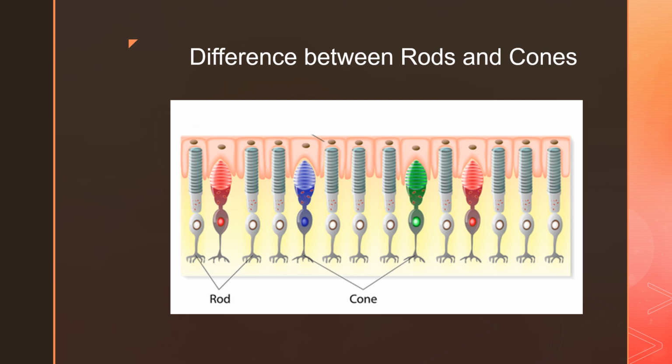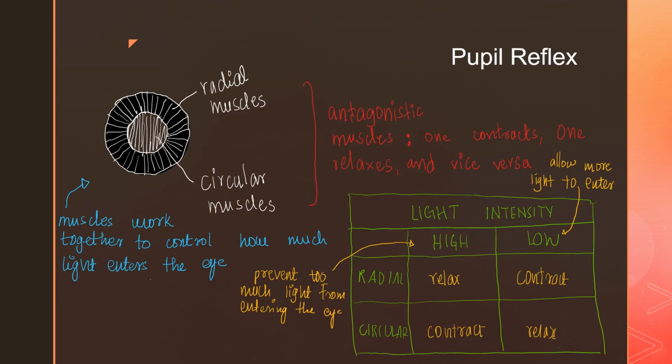Then differences between rods and cones. We said rods are like this, in the form of a rod. That means that this is a rod, this is a rod, this is a rod, they are all rods. And we said cones are like this. But cones come in three different colors: red, green, and blue. So we have this to be our cones, right? So I hope you can tell the differences between a rod and a cone.